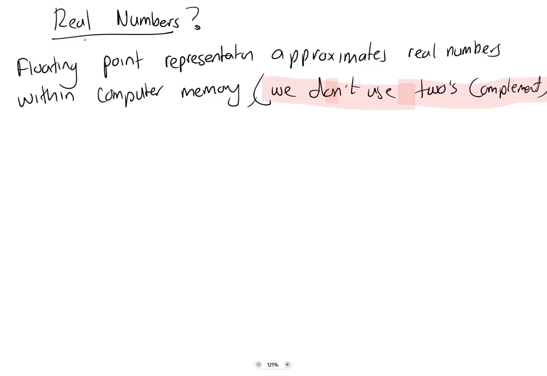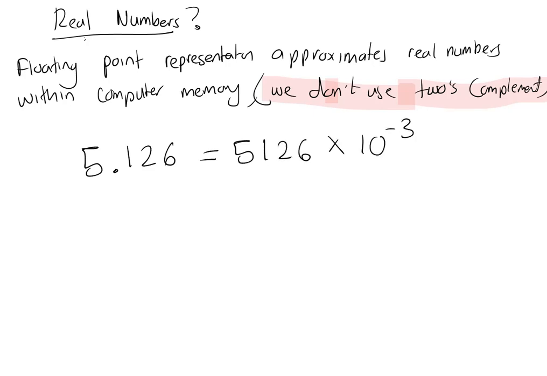So what is floating point? You've seen it before, actually. You just don't know that it's called floating point representation. This floating point really comes from the fact that the radix point can be moved around in a real number by multiplying by the base that you're in. So, for example, you can have the number 5.126, and this is equivalent to 5126 multiplied by 10 to the power of negative 3.